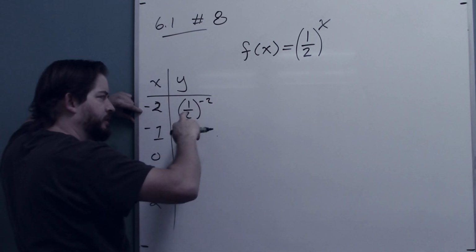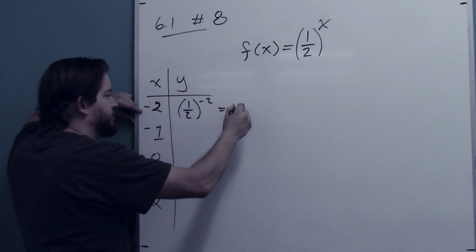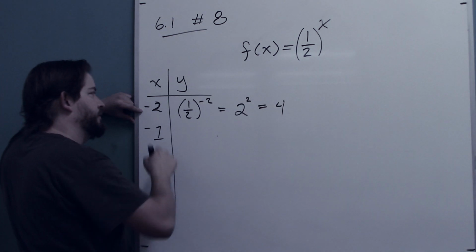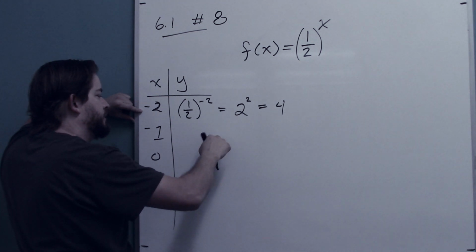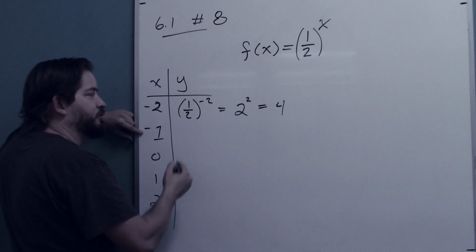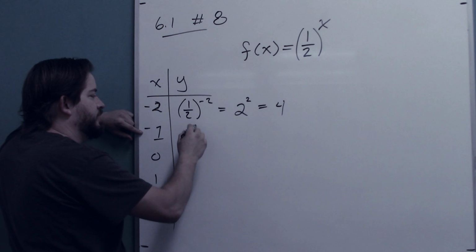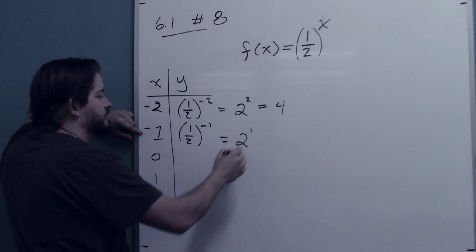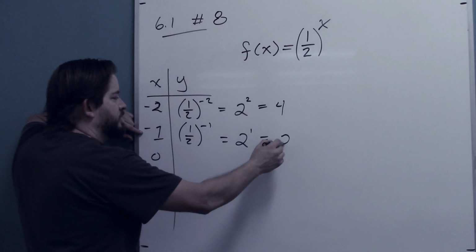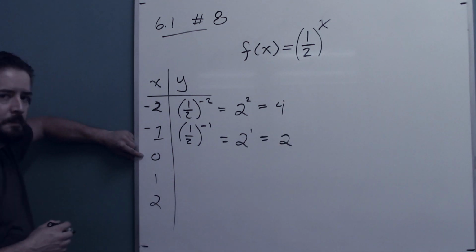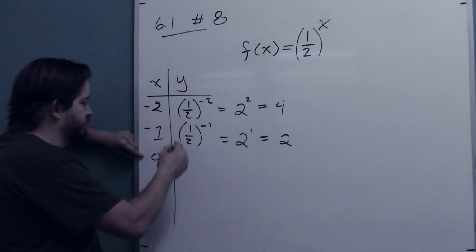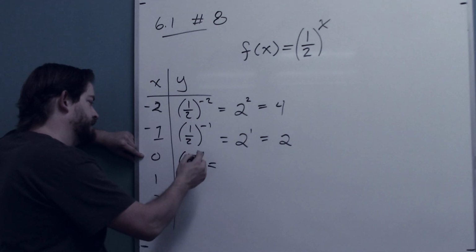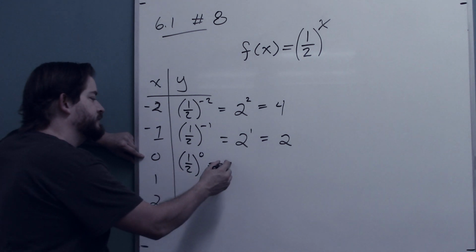Having a negative exponent is going to flip everything, so this ends up being 2 raised to the 2, and that is 4. So I have the point negative 2, 4. If x is negative 1, this is then 1/2 to the negative 1, which again, because it's negative, is going to flip this to 2 to the positive 1, or just 2. If x is 0, then I have 1/2 to the 0. Anything to the 0 that isn't 0 itself is just 1.